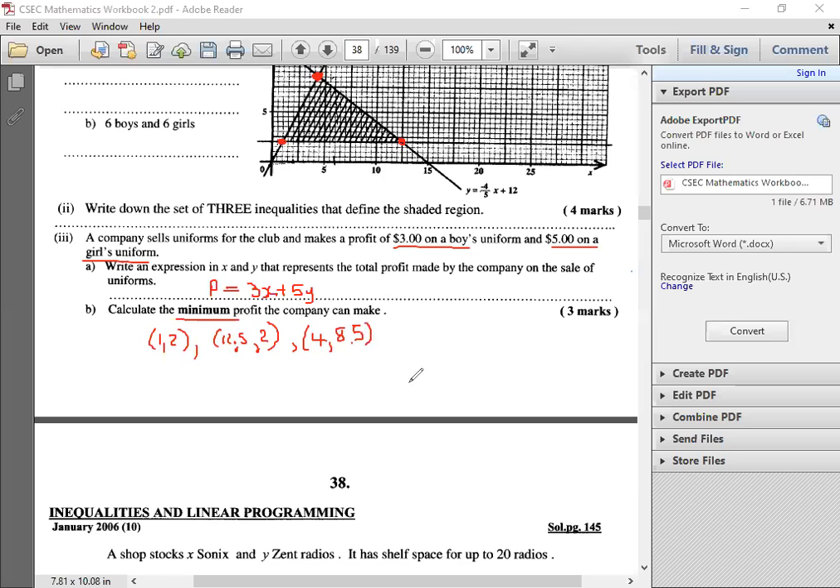All right. Yes, sir. When you plug in X as 1 and Y as 2, you should get $13. Yes, sir, I get 13.